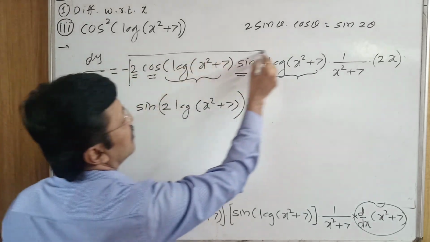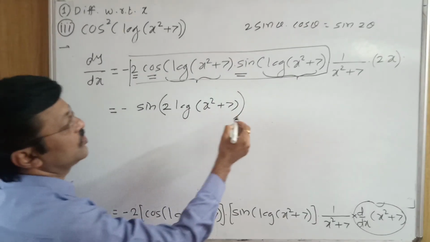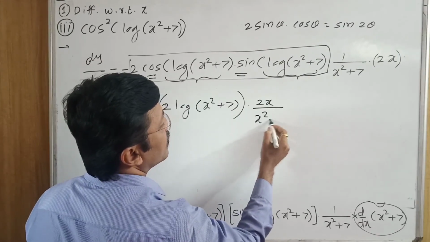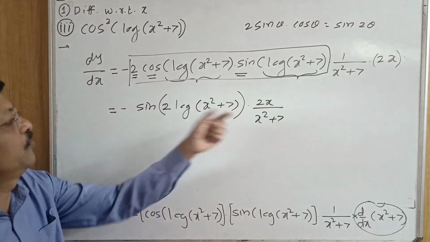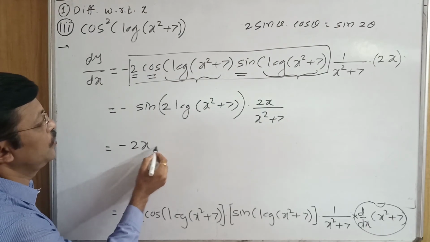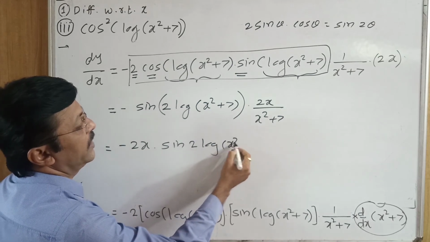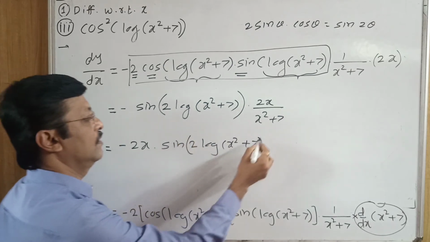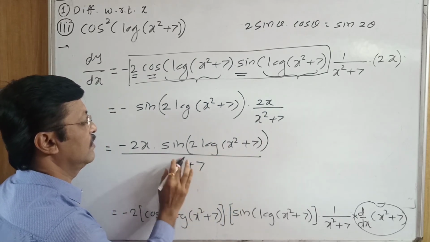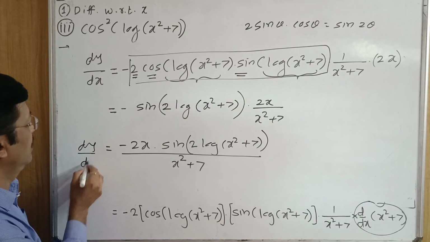So this much part is already written. What remains after that is just 2x upon x square plus 7. You can arrange it in a better manner. You can write that 2x in the beginning and the whole divided by x square plus 7 also. So it's minus 2x sine of 2 log of x square plus 7 and then whole divided by x square plus 7. So that way we can write dy by dx in the final form.